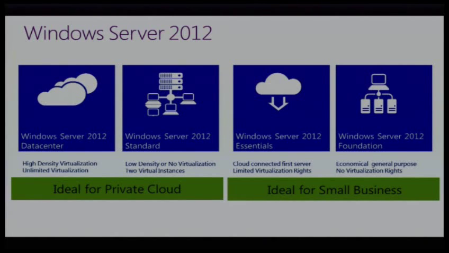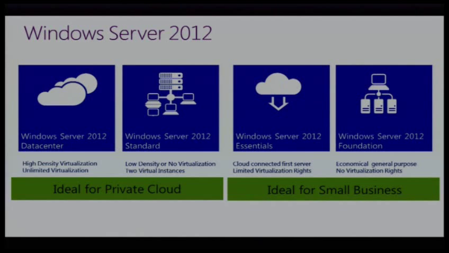The licensing for Data Center will continue to follow a processor plus CAL model. However, now each license will cover up to 2 physical processors on a server. Windows Server 2012 Standard is ideal for physical computing or lightly virtualized environments, providing customers with an additional virtual instance than the previous version for a total of 2 virtual instances along with all the same features as Data Center Edition. The licensing for Standard is now the same as Data Center with a processor plus CAL model, with each license covering up to 2 physical processors on a server.